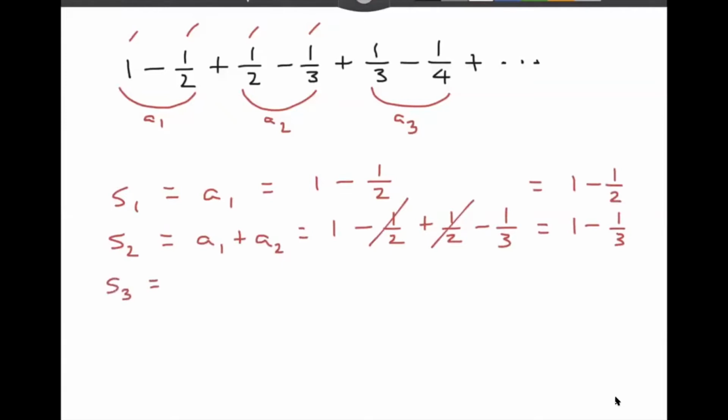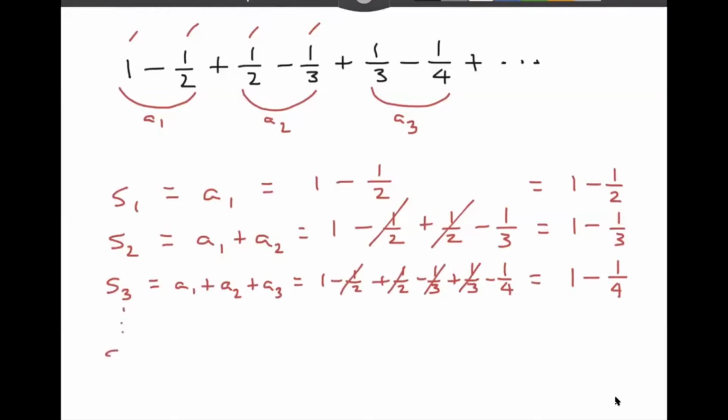S3, which is the sum of the first three terms, I'm going to start writing a little smaller so that my columns line up nicely. Now I'm going to tack on the term 1/3 minus 1/4. And look what happens. Get rid of these, and you can also get rid of these. So the third partial sum is 1 minus 1/4.